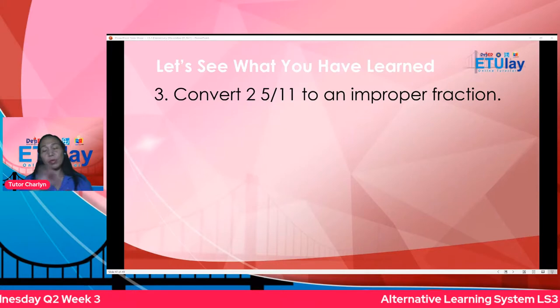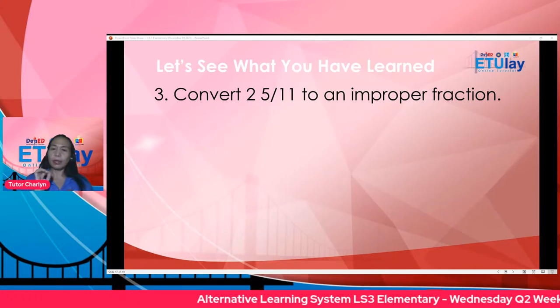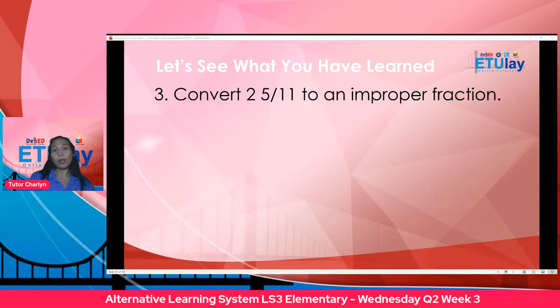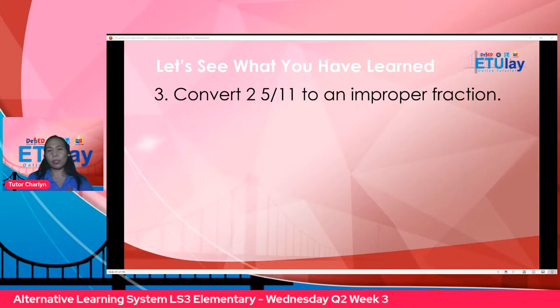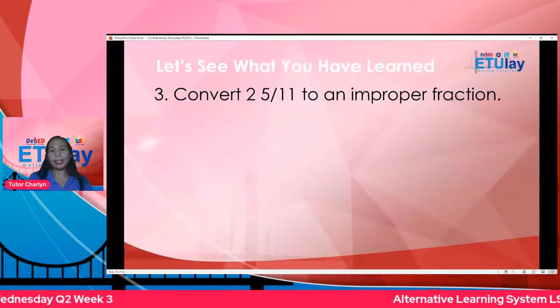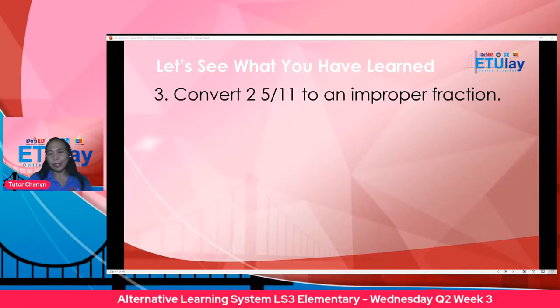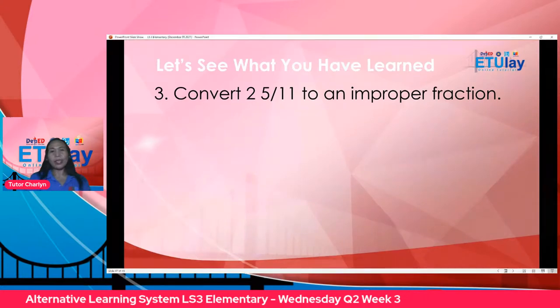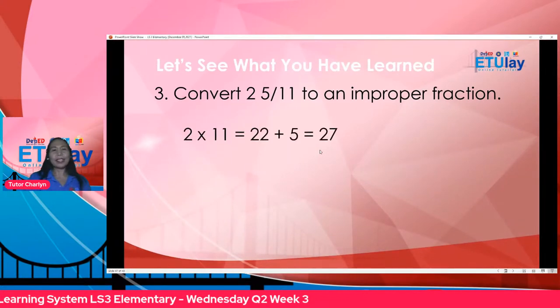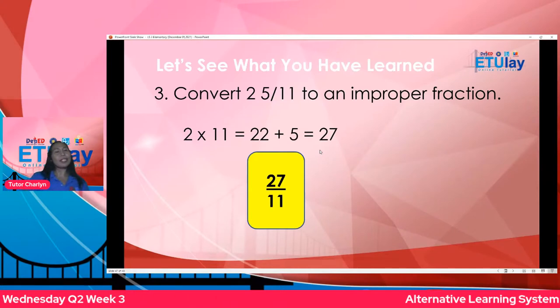Okay, mix to improper. Ano ang gagawin nun? Multiply, then add. Okay, ano kayang improper fraction nito? Denominator. So, ano kaya ang sagot nyo dito? 27 over 11. Okay, may sagot na silang 27 over 11. 2 times 11, 22 plus 5, 27 over 11 is correct.